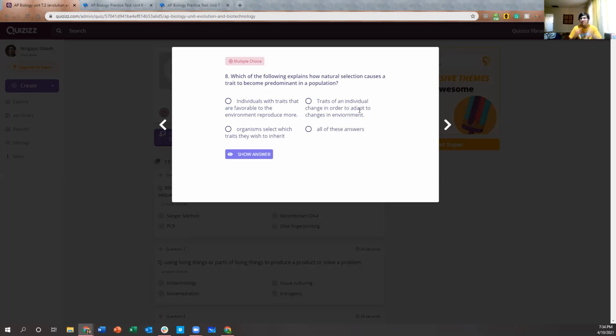Adaptations aren't where individuals just choose, oh, it's cold over here, so I'm just going to grow some fur. That doesn't happen. It doesn't work. So the answer choice is this one. Individuals with traits that are favorable to the environment reproduce more.